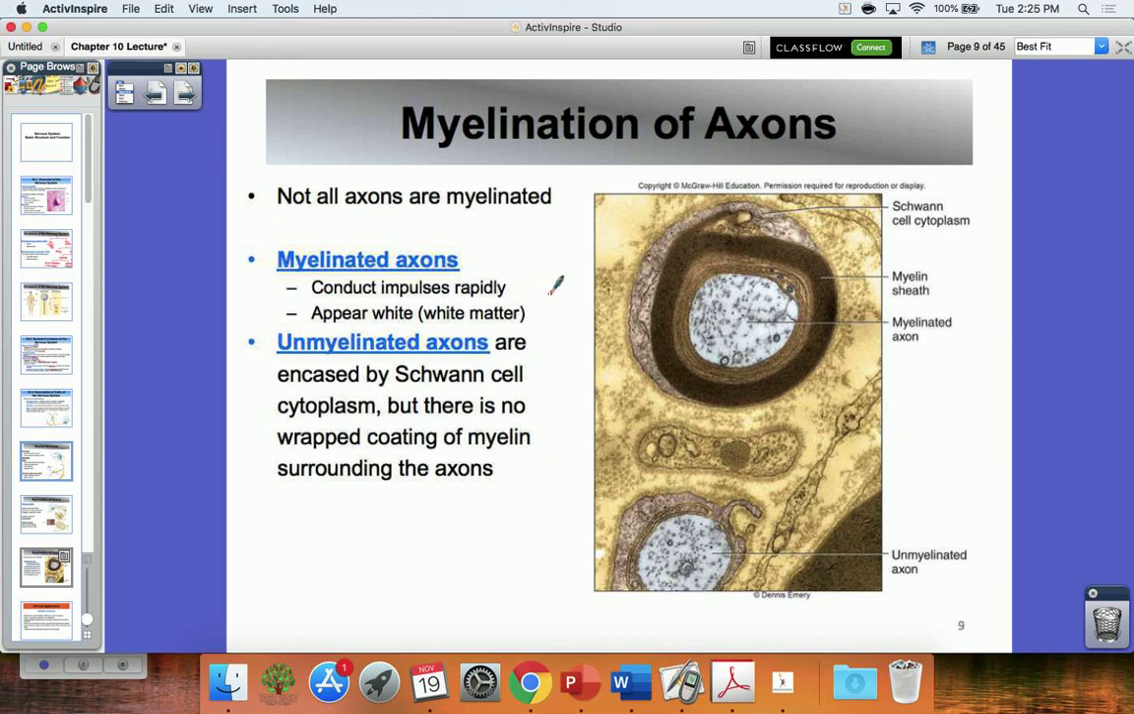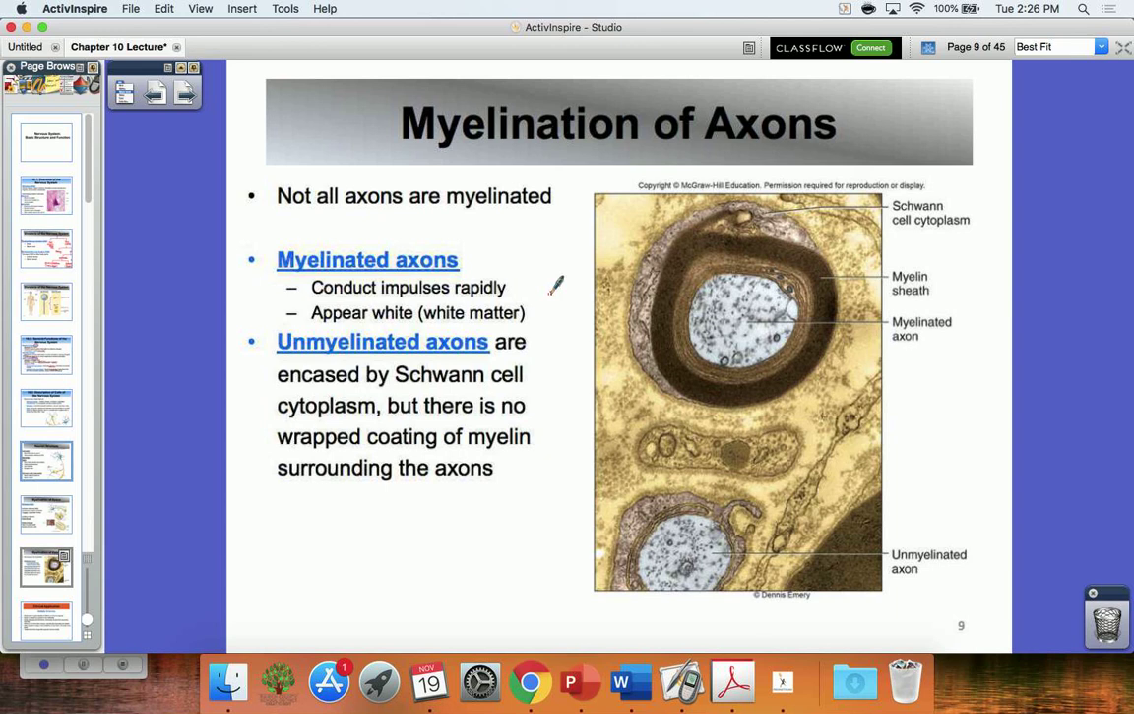And wherever you find axons that are myelinated, you're going to find what we call white matter. And I'm not sure if any of y'all have ever dissected a brain before, or if you've ever seen a picture of the brain that's been cut. You'll see that we have what we call gray matter and white matter.